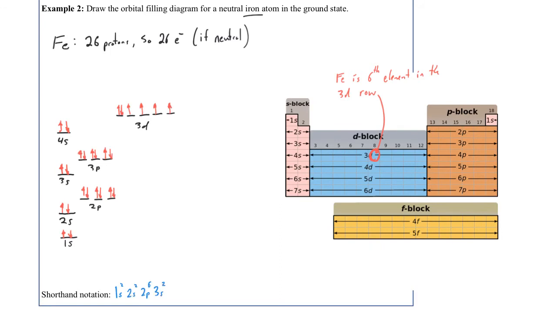It's 1s2, 2s2, 2p6, 3s2, 3p6, 4s2, and 3d6. Okay, and that's iron. So that's how we do this, basically. It's pretty straightforward as long as we can keep in mind which order the orbitals are in, and we have those 3 principles in hand.